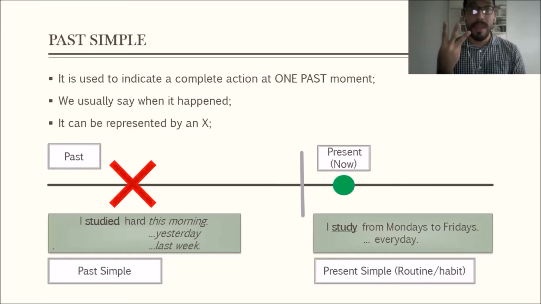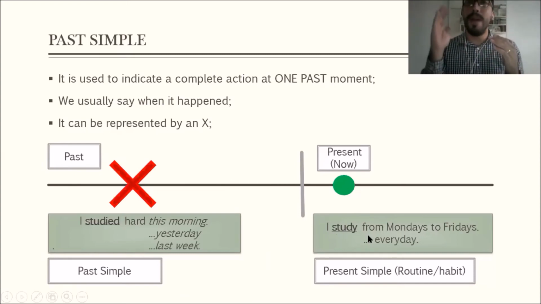Third, it can be represented by an X, to check the moment. It's only one moment in the past, a complete action. So pay attention here. Once more, we have the timeline. And right now we have a green ball here, a green point, and that's the present. So let's see the example in the present.